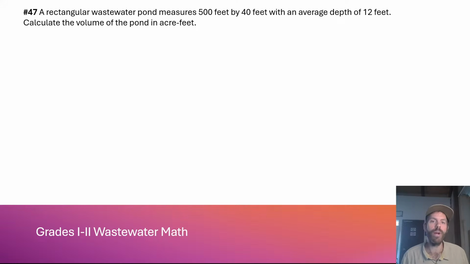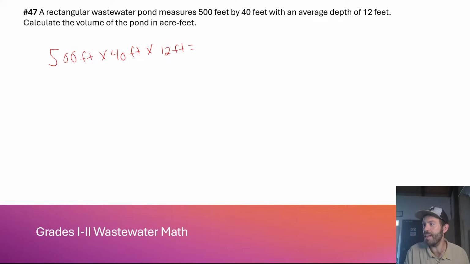A rectangular wastewater pond measures 500 feet by 40 feet with an average depth of 12 feet. Calculate the volume of the pond in acre feet. Okay? So what we're going to do here is turn my pen on so I can write on the thing. Very simply, 500 feet times 40 feet times 12 feet. Because what did I ask for?